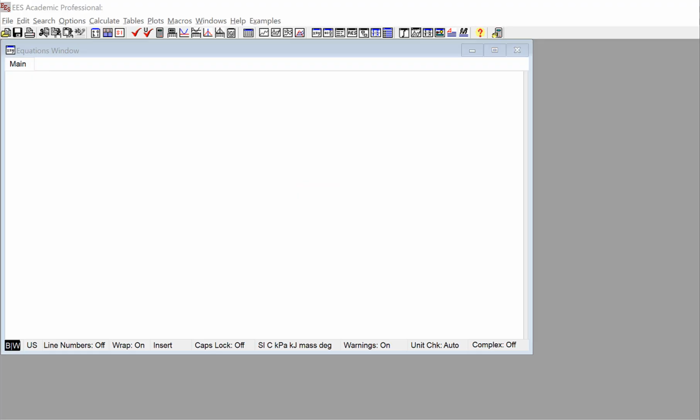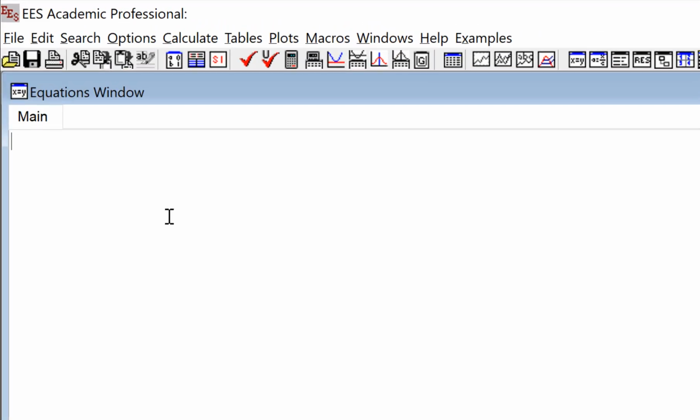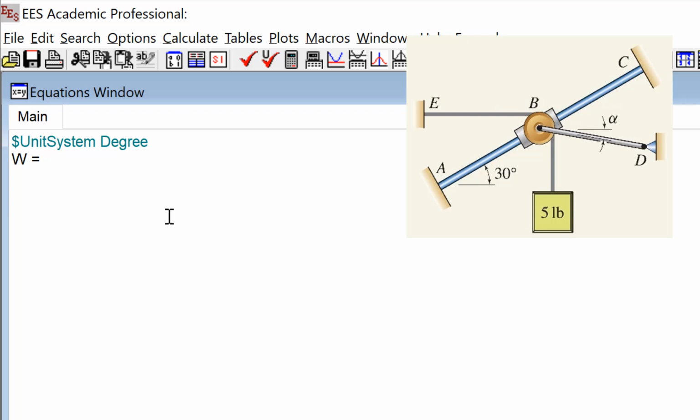Alright, so let's go ahead and solve this in EES. So the first thing to recognize is that I'm going to be using trigonometric functions in EES, so I need to specify the units that I want angles to be in. So I do that with the $UnitSystem directive, and I'm going to use degrees because degrees are what was given in the problem statement. And then we'll enter some of the known values. So I know that the weight is 5 pounds force.